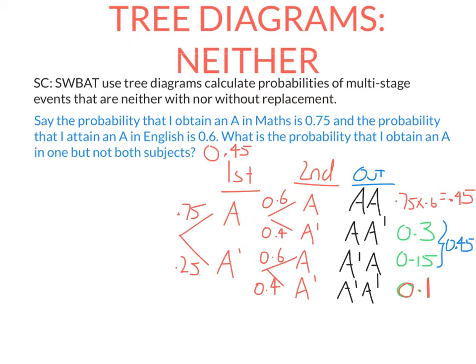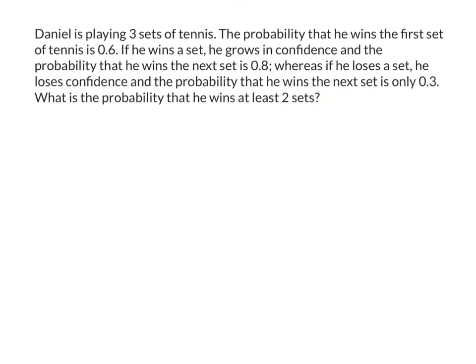Let's look at an example that's slightly harder now. So let's look at this question here. Daniel plays 3 sets of tennis. The probability he wins the first set is 0.6. If he wins a set, the probability that he wins the next set is 0.8. If he loses a set, the probability he wins the next set is only 0.3. We're going to find the probability he wins at least 2 sets. So we're going to use a tree diagram here.